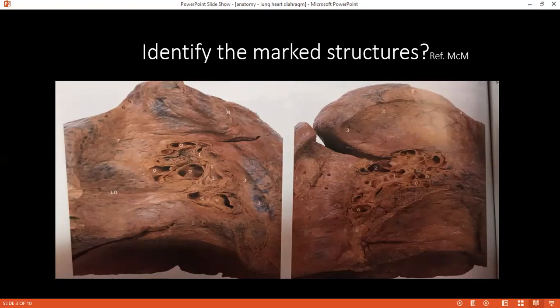Yes, ma'am. It's the principal bronchus, pulmonary artery, pulmonary veins, bronchial vessels, lymph nodes, lymphatics, and anterior and posterior.